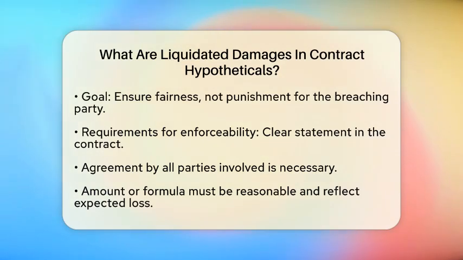Next, let's look at the requirements for these clauses to be enforceable. Liquidated damages must be clearly stated in the contract and agreed upon by all parties involved. The amount or formula should be reasonable and not disproportionate to the expected loss. This means that if a contractor is late on a project, the agreed-upon damages should reflect a genuine estimate of the potential losses. Common applications of liquidated damages can be found in construction contracts.